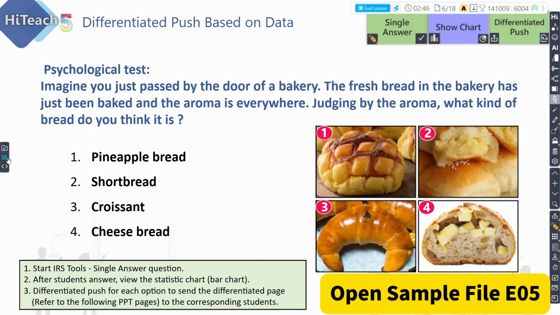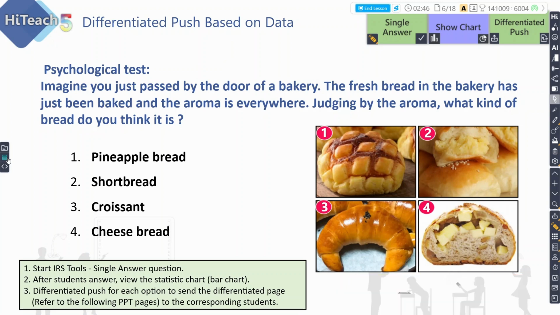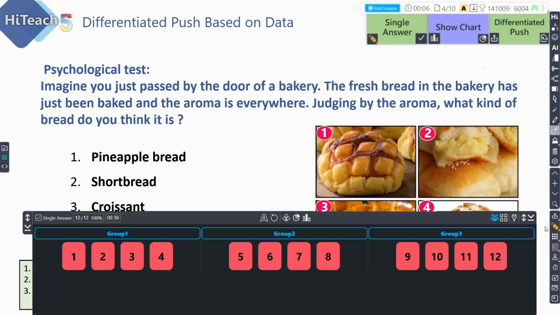To illustrate this, let's look at an example using different answers in Example File E05. After opening the file from the textbook resource area and starting the class, invite your students to connect. From the right toolbar, select the IRS Single-Choice function.